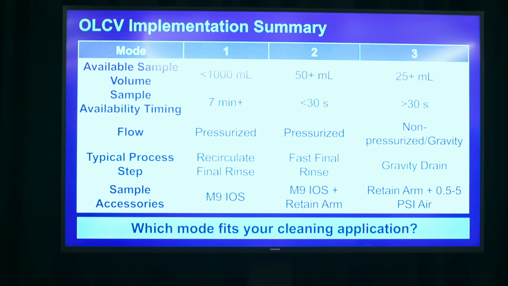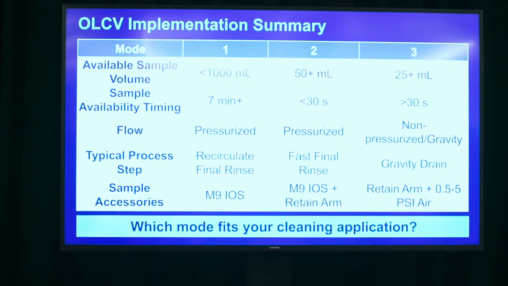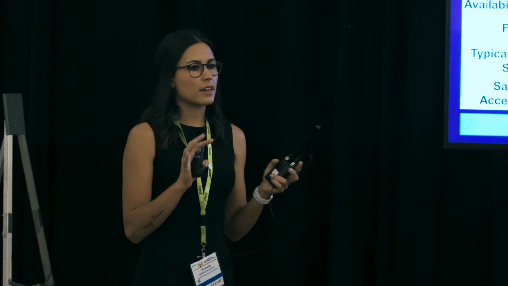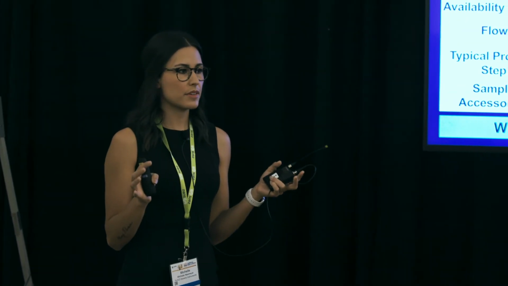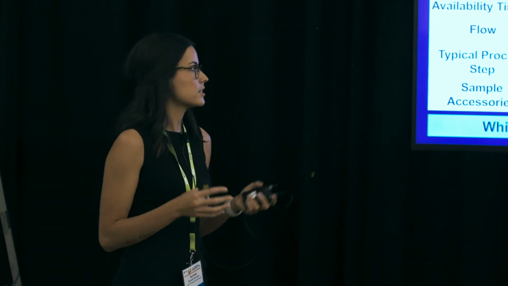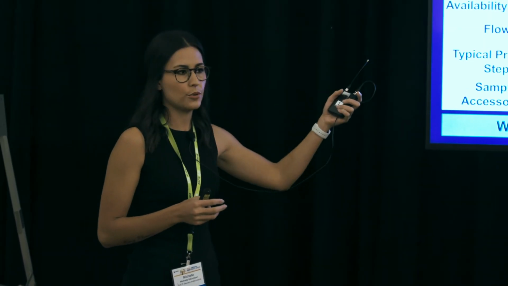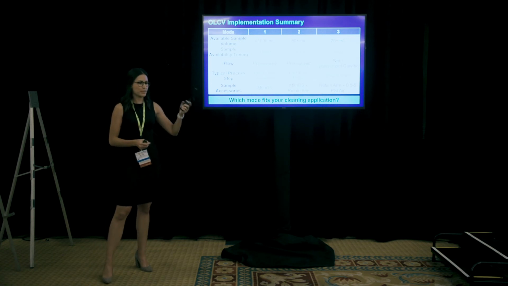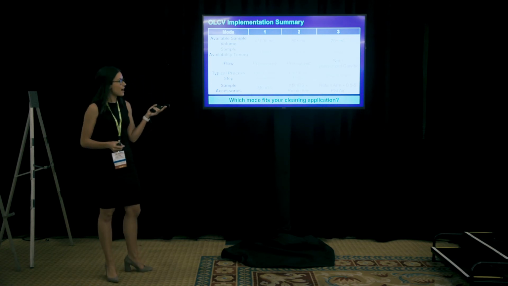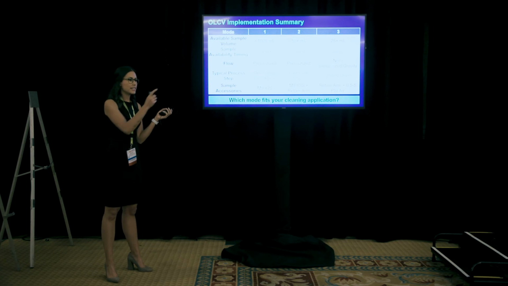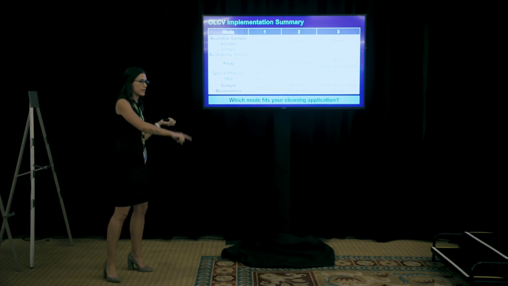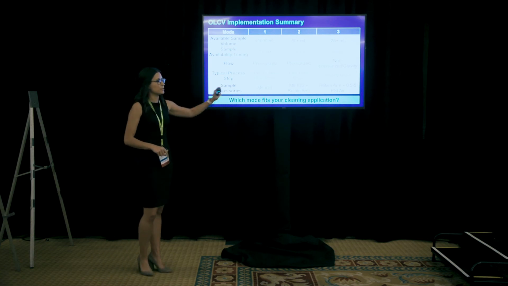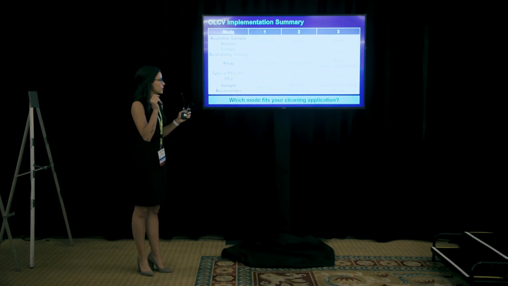So this graph shows the 3 modes that I was talking about. We've hooked up our M9. We've tried to mimic what limitations customers might be facing in regards to sampling conditions. I'm only going to jump into mode 1, which is kind of the easiest to implement. It's plenty of volume, so you've got plenty of rinse sample, you have plenty of time, and you have a pressurized line to get the sample from the CIP skid to your M9. So the sample accessories would be, you need an M9 with your integrated onboard sampler.